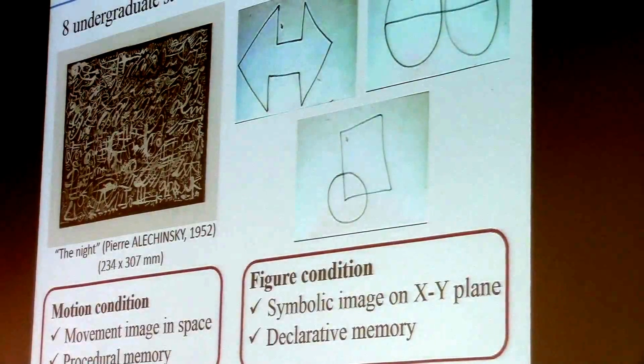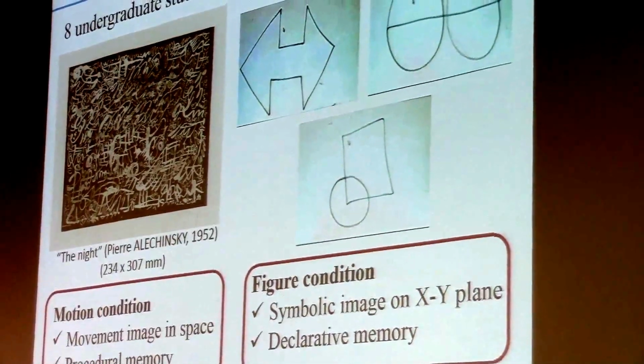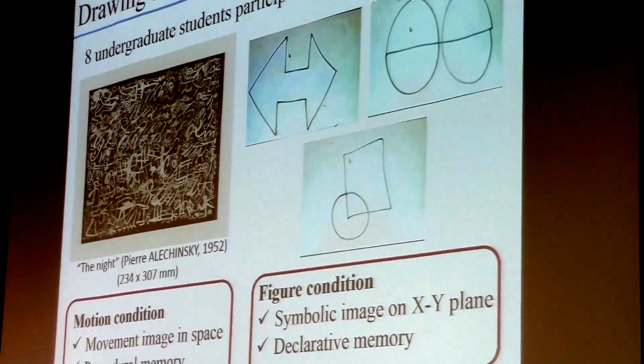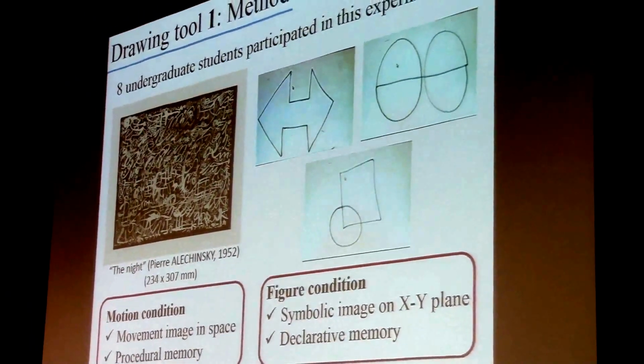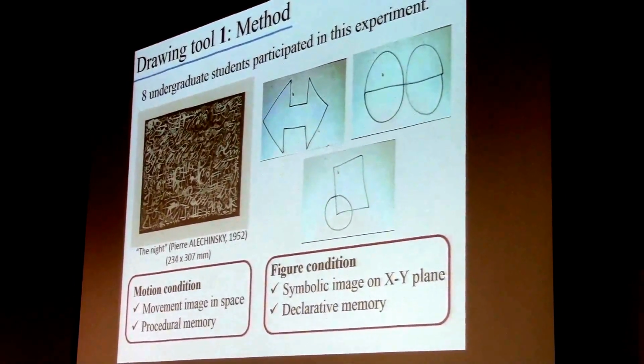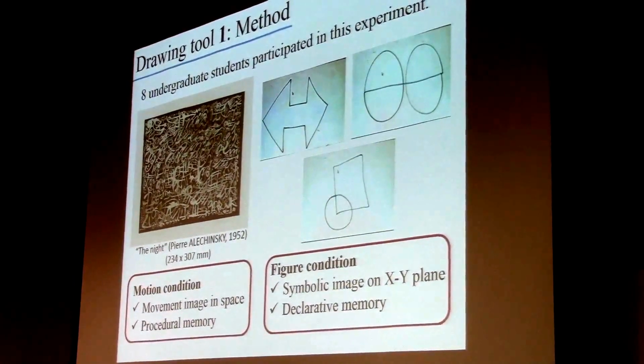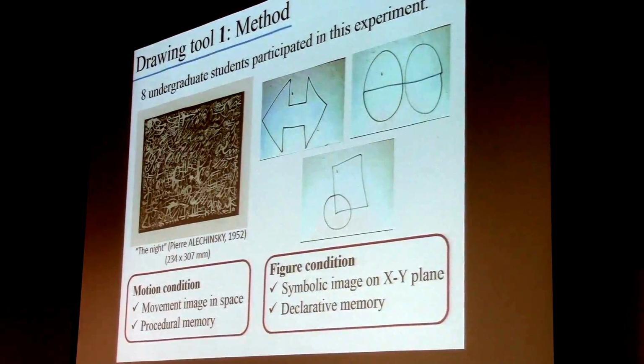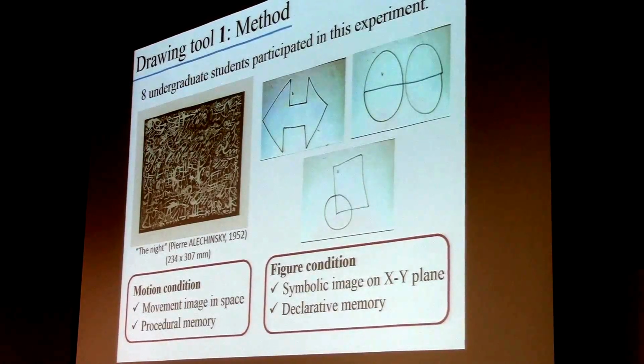I will explain the experiment. 8 undergraduate students participated in this experiment. The first condition was about motion and involved the reproduction of movement image in space. Participants were instructed to draw a single stroke line that fills up the screen. They were asked, please draw freely using the entire screen in this manner, as seen in this figure.